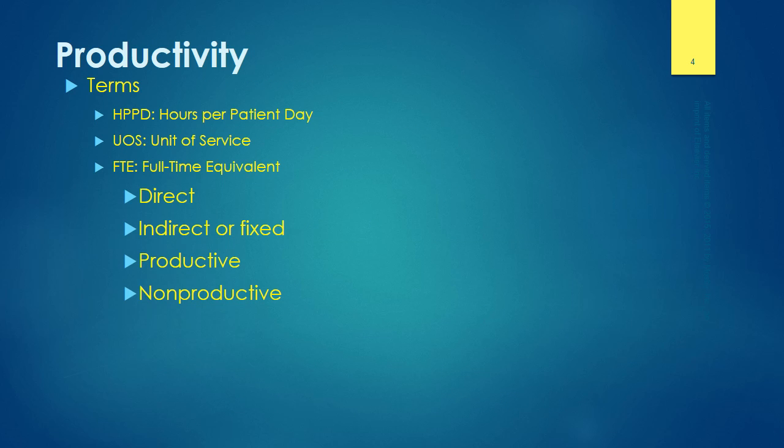It is important for the nurse to know certain terms related to productivity. One of those terms is HPPD, or hours per patient day. It can be considered a unit of service for a certain department. The unit of service multiplied by the volume for a clinical area determines the number of staff that are needed in a given time period. And this formula can be adjusted for total paid staff or just for those required for the delivery of direct patient care. Full-time equivalents, or FTEs, can be direct, indirect or fixed, productive, and non-productive.